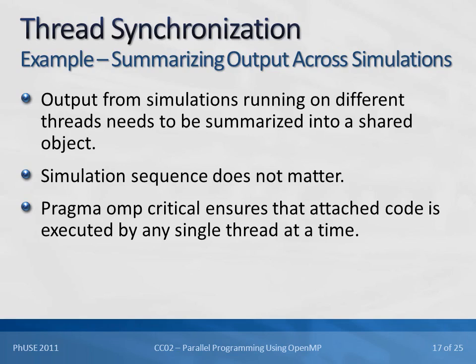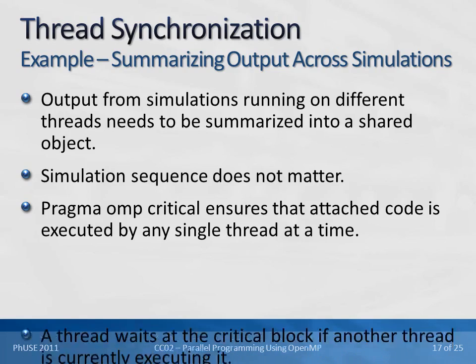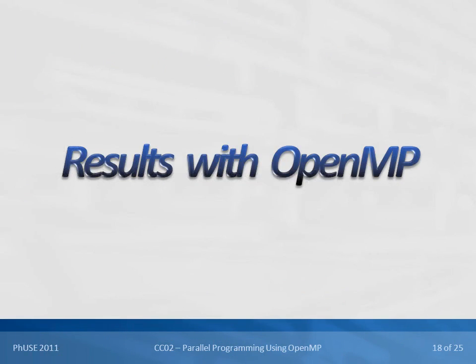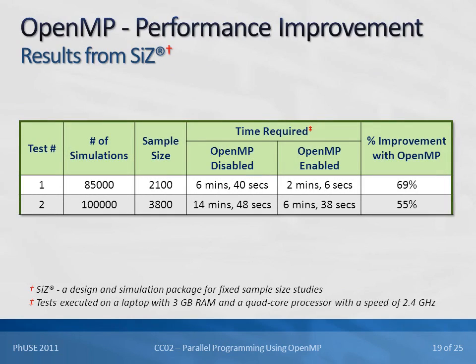So let us look at some practical results, the improvements that we have got with OpenMP. We have a product called Size, which performs sample size computations and simulations for fixed sample clinical trials. Here are two sample test cases executed with Size. When we ran the test case without OpenMP, it took 6 minutes 40 seconds. This was a clinical trial with 2,100 sample size, and we performed 85,000 simulations of that study. With OpenMP, we got an improvement of 69% in terms of speed.